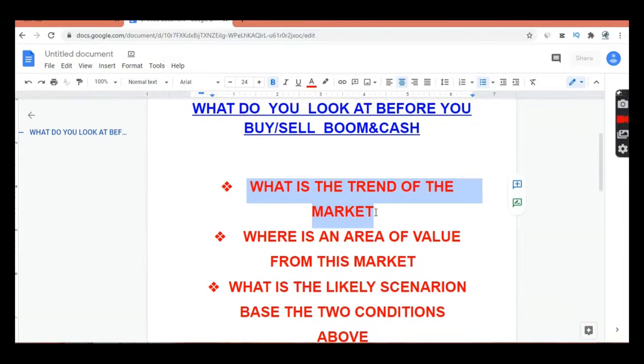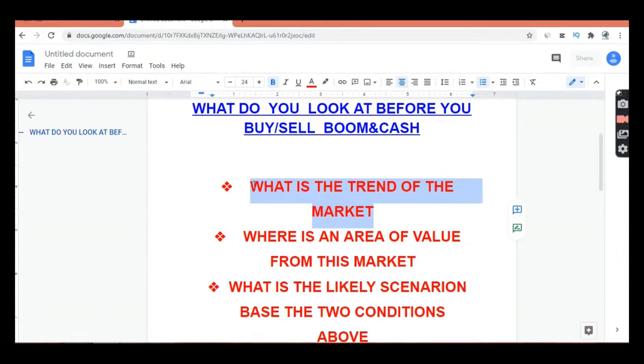I will show you something that will shock you now, where more than 10 spikes caught me, but I'm still in profit. Why? Because I know all these three things I'm going to help you achieve now. So number one, let me quickly start with number one. Number one is: what is the trend of the market?